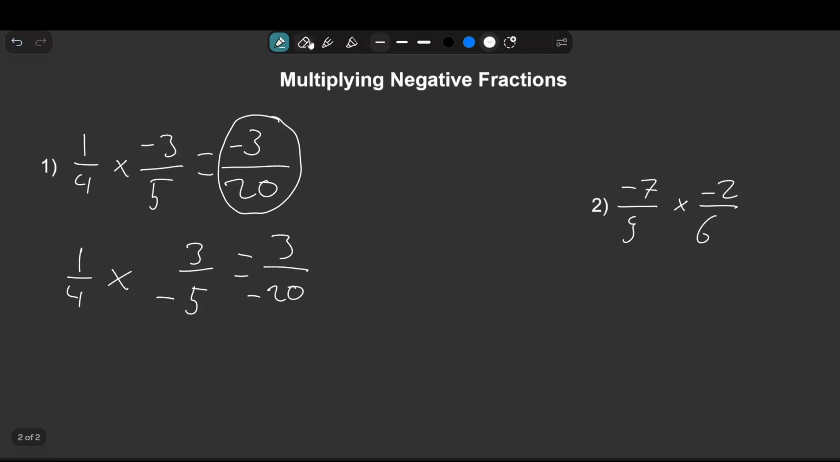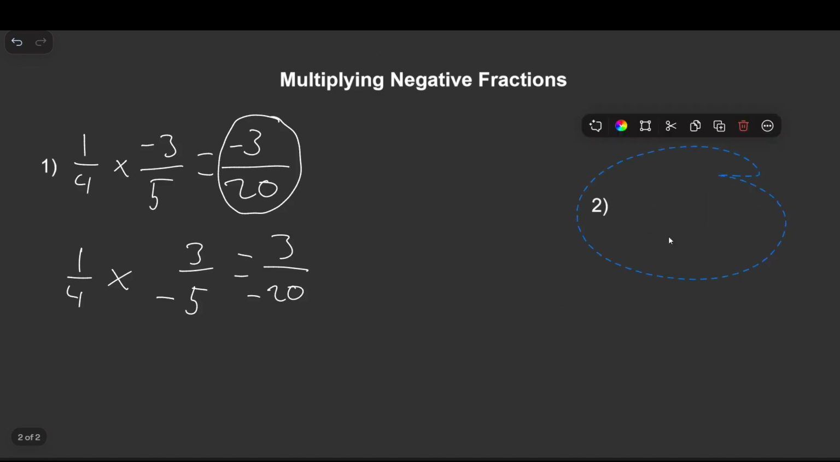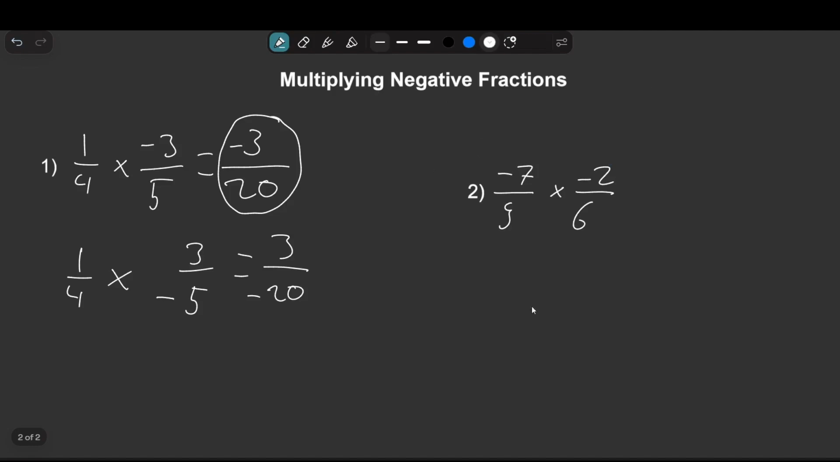On to the second example. We have minus 7 ninths times minus 2 sixths. So, we multiply straight across as usual. Minus 7 times minus 2 equals 14, because we're doing minus times minus, and that will equal positive.